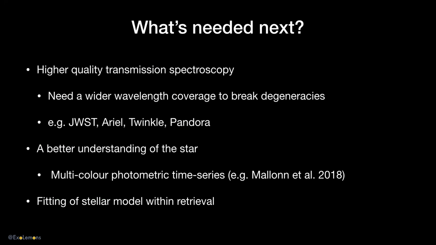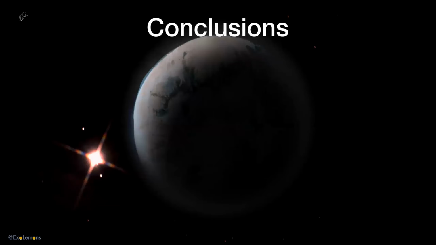So what's needed next? This has been discussed a lot so far, and I'm just repeating what's already been said, but a higher quality transmission spectrum will help break degeneracies, both with the planet's parameters and with the star. Getting an understanding of the star is massively important, and maybe fitting the stellar model within the retrieval, which was mentioned by Ryan yesterday, would be a better way of approaching this than doing it as 2 separate exercises as we did here.